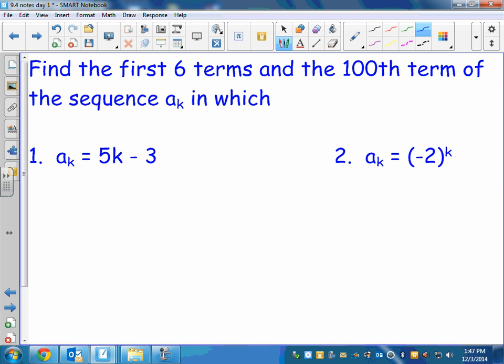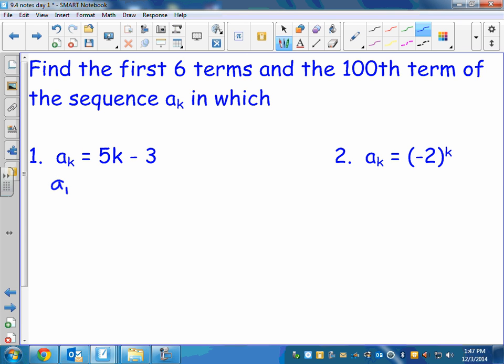I don't enjoy this part of the chapter so much because I feel like all you're doing is putting numbers in here and it's just formulas. Find the first 6 terms of this. That just means when k is 1 through 6, find the terms. You should be able to see the pattern, or you can just do the formula every time.